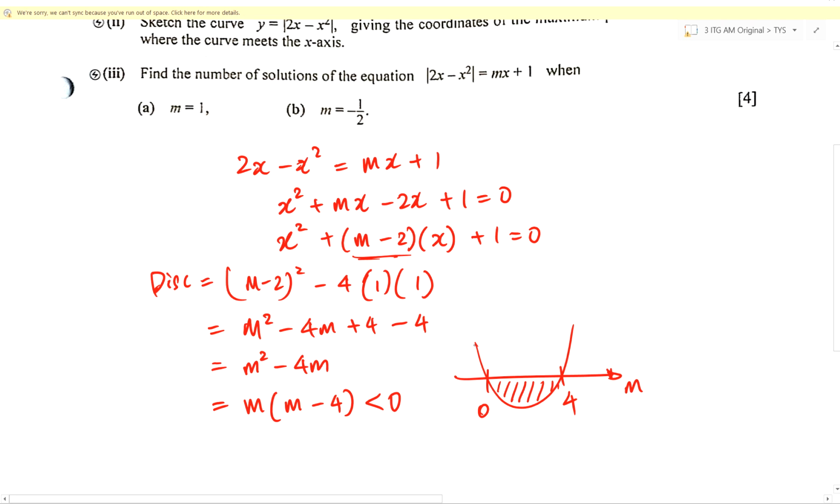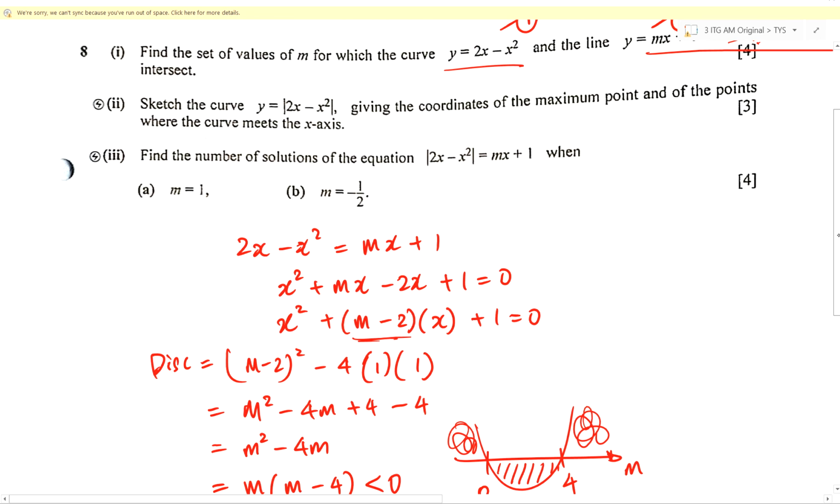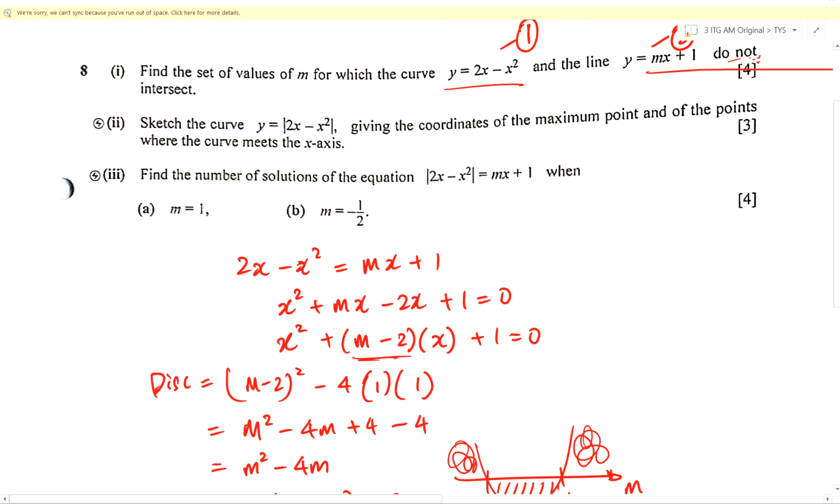This region over here is greater than 0. This region is also greater than 0. The region that is less than 0 is what I've shaded between 0 and 4. So this tells me that my m is going to be from 0 to 4, not inclusive of 0 and 4. This is how we always solve our quadratic inequalities for our syllabus. So this is the set of values for m.